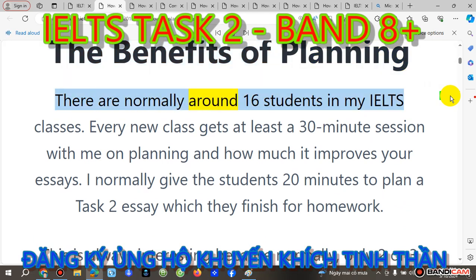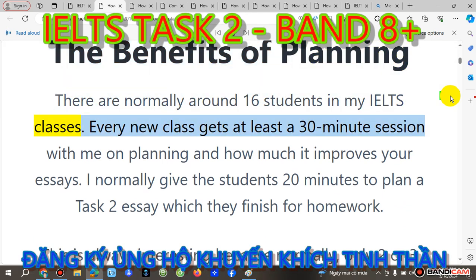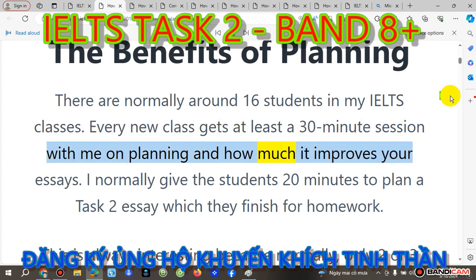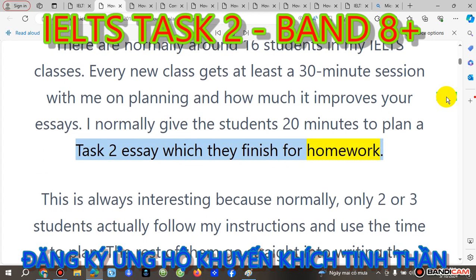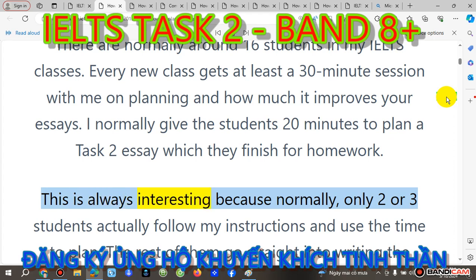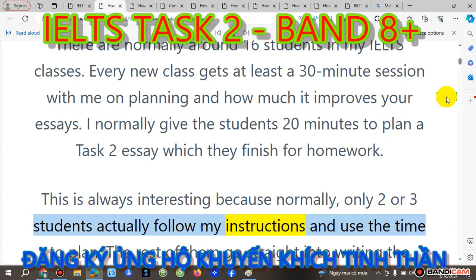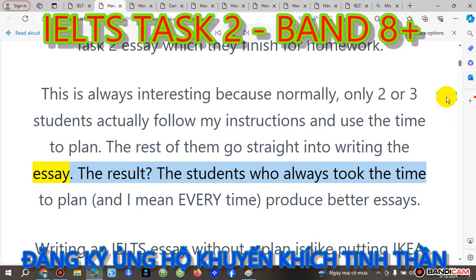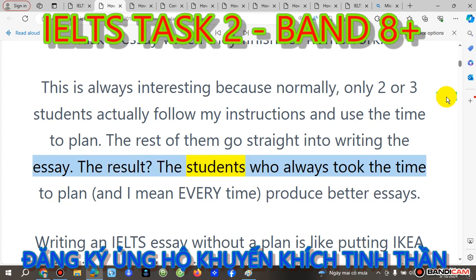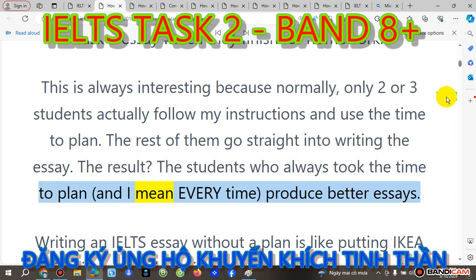The benefits of planning. There are normally around 16 students in my IELTS classes. Every new class gets at least a 30-minute session with me on planning and how much it improves your essays. I normally give the students 20 minutes to plan a Task 2 essay which they finish for homework. This is always interesting because normally, only 2 or 3 students actually follow my instructions and use the time to plan. The rest of them go straight into writing the essay. The result? The students who always took the time to plan, and I mean every time, produce better essays.